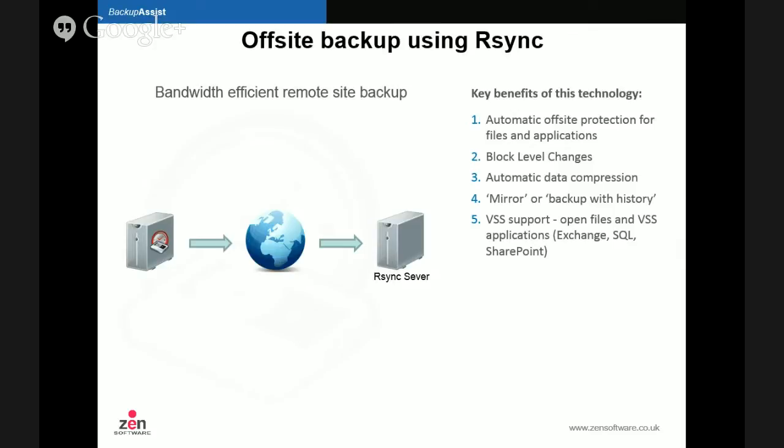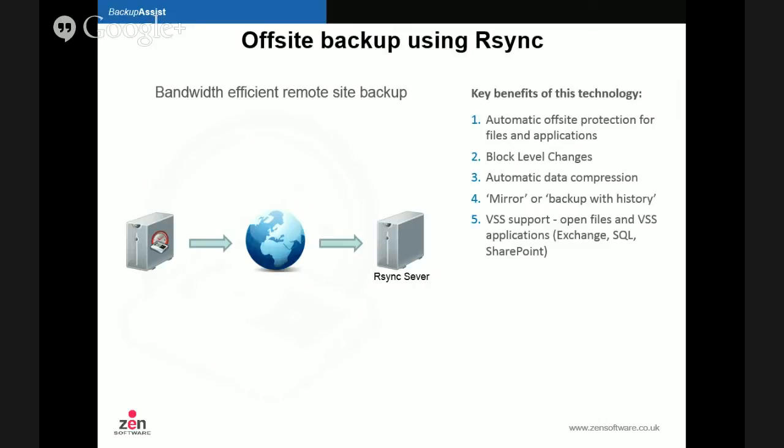As well as that ability to only move small amounts of data within files, it also compresses all of the binary data on the fly between BackupAssist, the Rsync client, and the remote Rsync server. So what that means is it gets the best use out of your potentially lower bandwidth connection over the internet to a remote server. Just like any other file protection job within BackupAssist, there's two modes of operation.